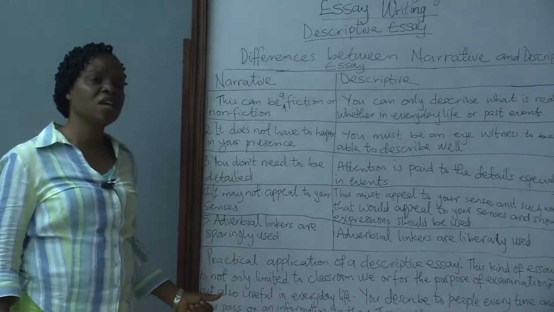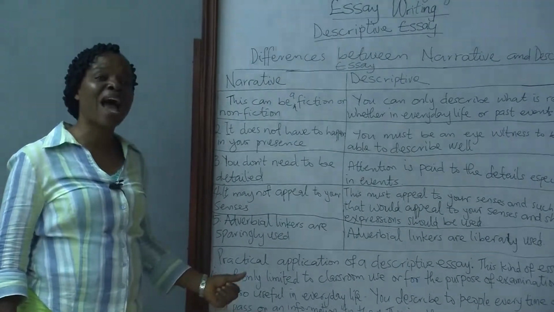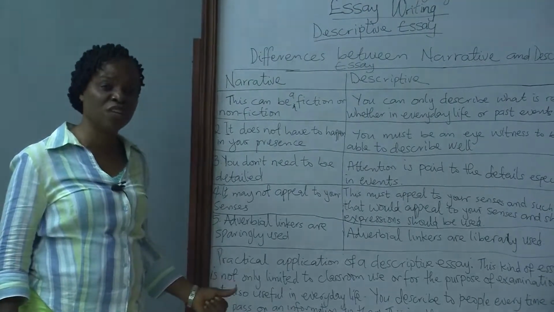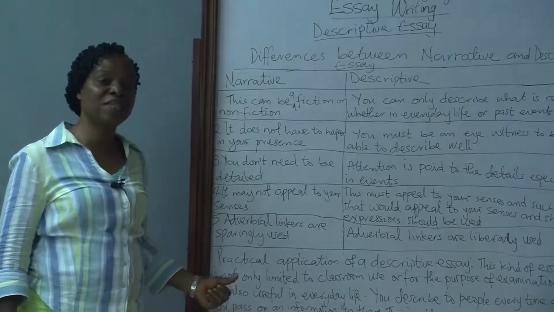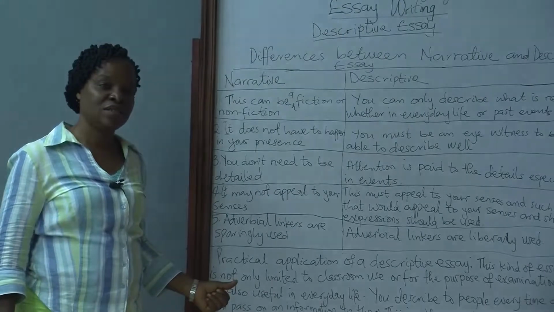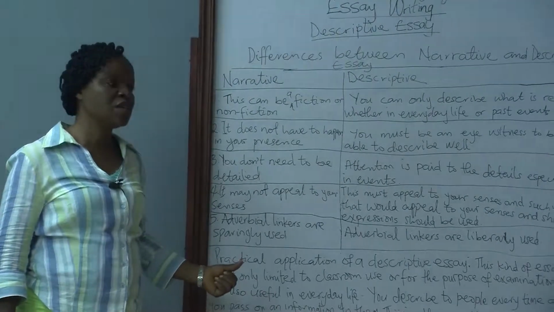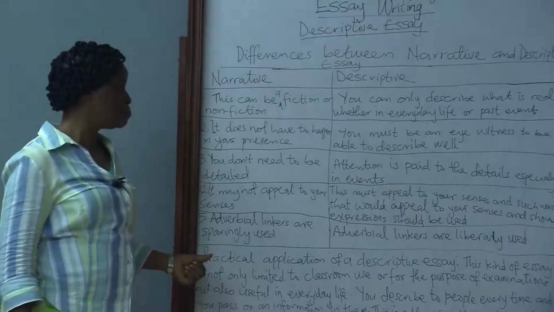So that is why we just settle it at something you are an eyewitness of, or somewhere you know very well, or somebody you know like the back of your hand. So those are the kind of people, places, or events you describe.